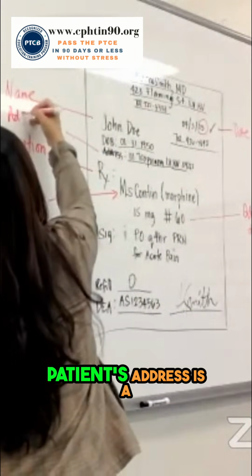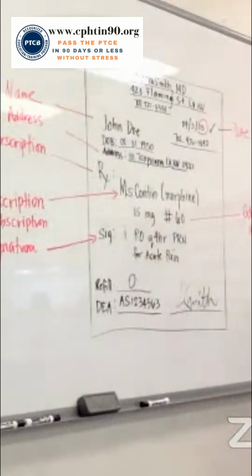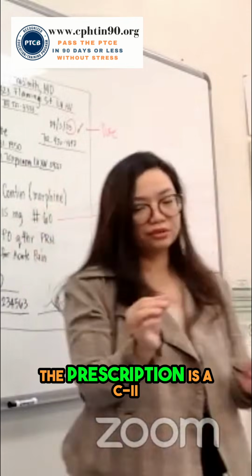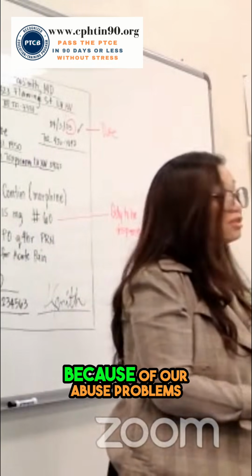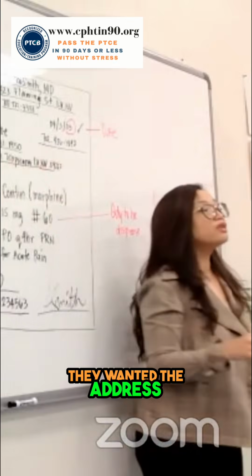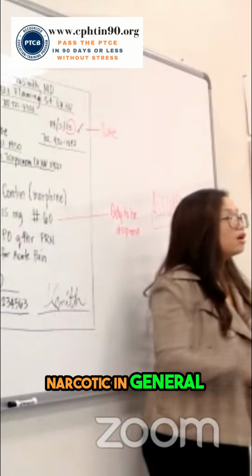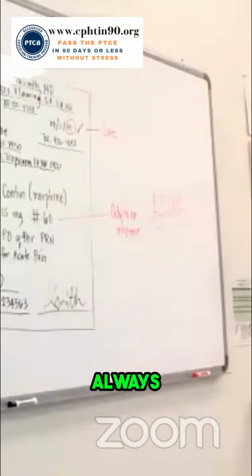Patient's address is a must by law if the drug written is a C2. But nowadays, because of our abuse problems, they want the address written if the prescription is a narcotic in general, all controlled substances. That always comes up on the PTCE, always.